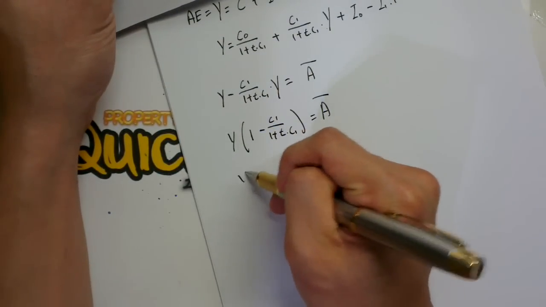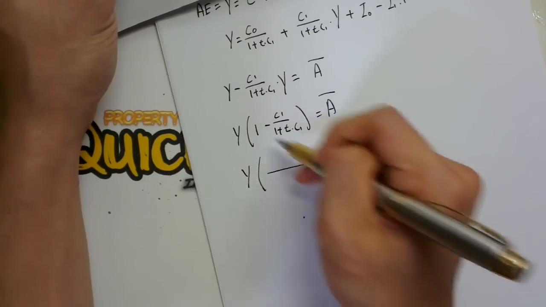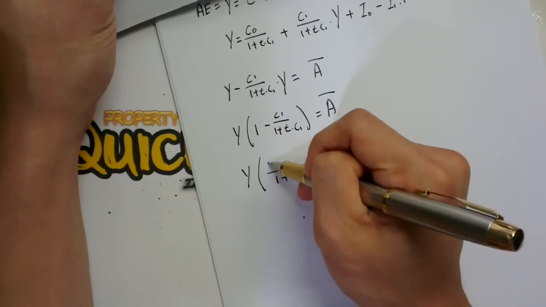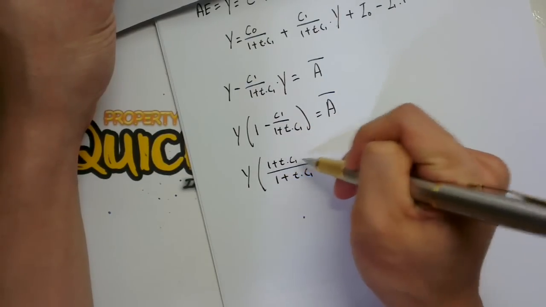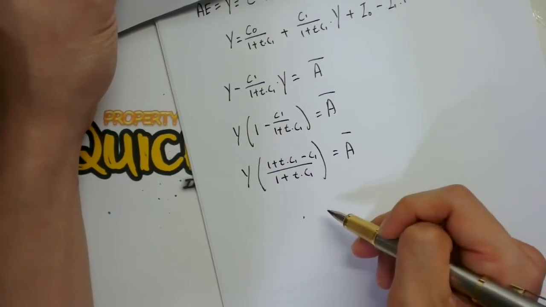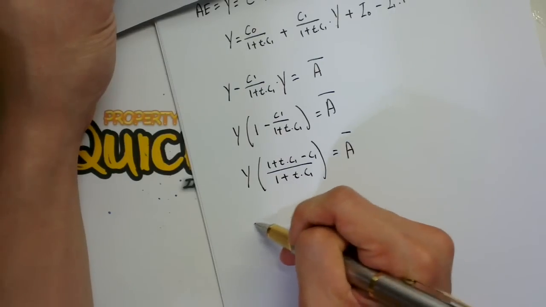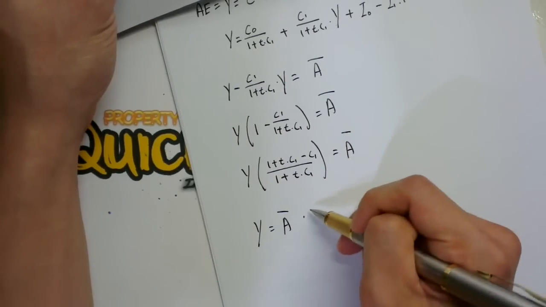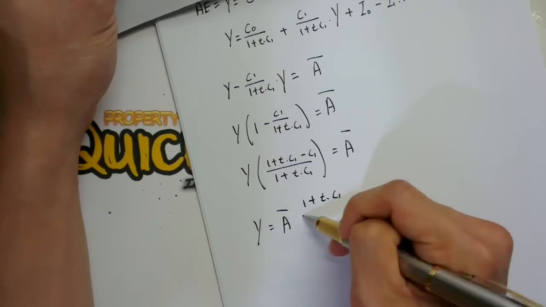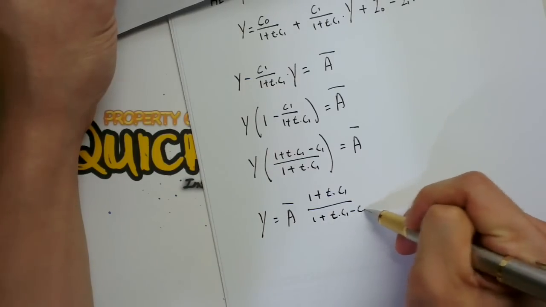Okay, and then I'm going to bring this to the other side. But before that, I'm going to simplify this guy first. I don't like seeing things like that. I like to see it under one fraction. So I'm going to do the same thing to that number 1 over there. So it's going to be 1 plus tax multiplied by C1 minus C1, equals to A bar. And then let's see whether I can make this easier. Okay, no, it's alright. So Y equals A bar, and I'm going to flip this around to the other side. So I get 1 plus T C1 over 1 plus T C1 minus C1.